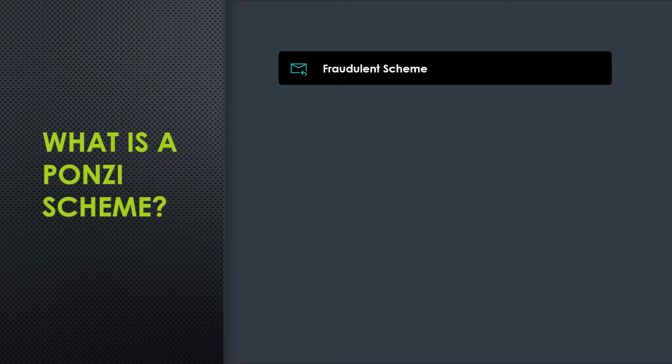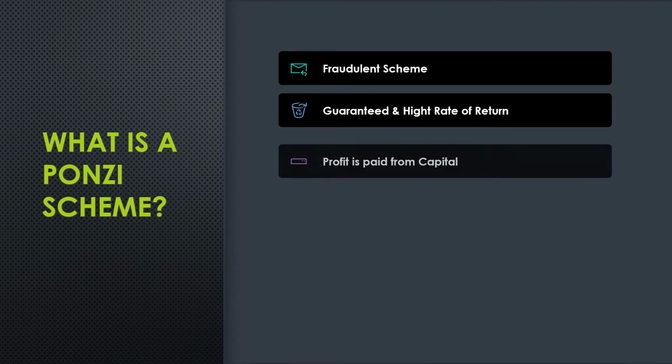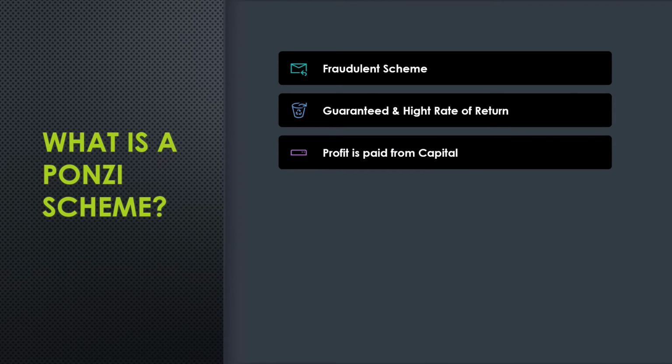A Ponzi scheme is a fraudulent scheme. It offers guaranteed high rate of returns. The profit is paid from the capital. This means the money which is invested in these schemes is never invested somewhere to earn profit. So the schemer, the con man, just takes the money and keeps it with himself and just pays profit from the same capital.